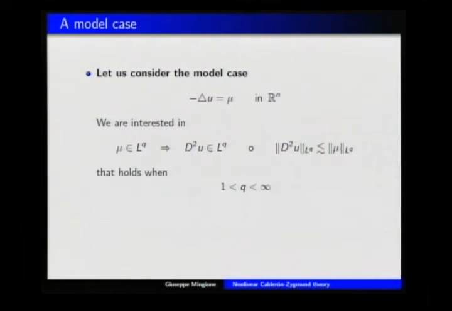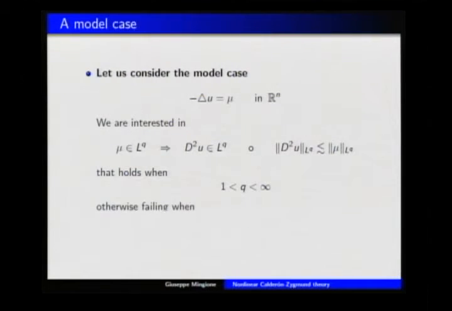Okay, this is true, of course, apart from the critical cases q equal to 1 and q equal to infinity, where this fails to be true by counterexamples. So this is true provided you are in good reflexive spaces. As soon as you go to borderline cases, this result is not true anymore. There are weaker counterparts, but this is not true anymore. So this is the general spirit of the talk: how can we get information on the regularity of solutions starting from information on the data?